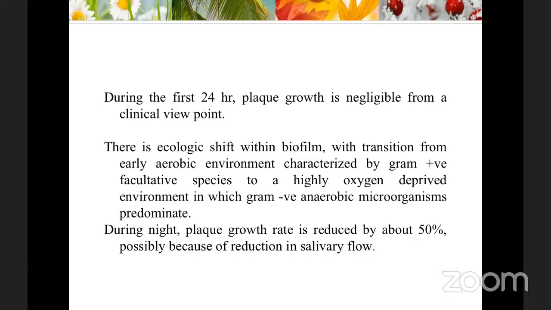And we know that during the night, plaque growth rate is reduced by 50%. This is because of the slow activity of the circadian cycle. There may be a reduction in GCF flow. So in different studies of plaque maturation, plaque growth rate is reduced by 50% at night, because of the reduction in salivary flow and the reduction in GCF flow.